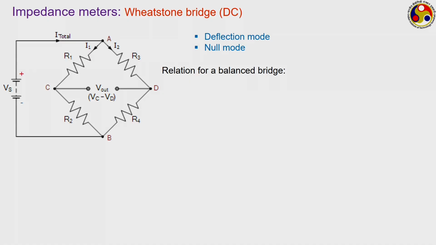Now, how do we calculate the relation for a balanced bridge, or to be more specific, the relation between these resistances? As shown here, I1 is the current that is flowing through. Presently we are considering this terminal to be open, that is, C and D are not connected with each other. So, I1 is the current flowing through resistors R1 and R2, and I2 is flowing through R3 and R4. As the voltage difference between point A and point B is equal to Vs only, we can write I1 equal to Vs divided by R1 plus R2. Similarly, I2 should be equal to the corresponding voltage Vs divided by the net resistance in the circuit, that is R3 plus R4.